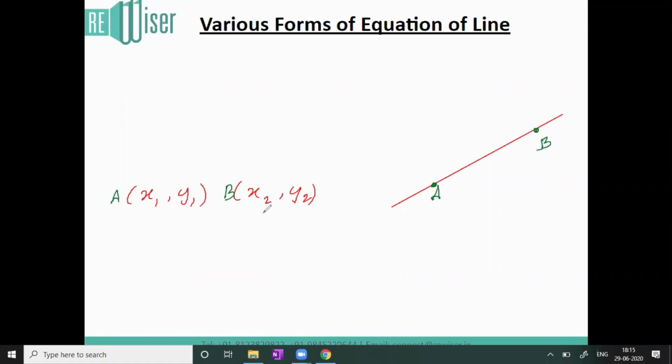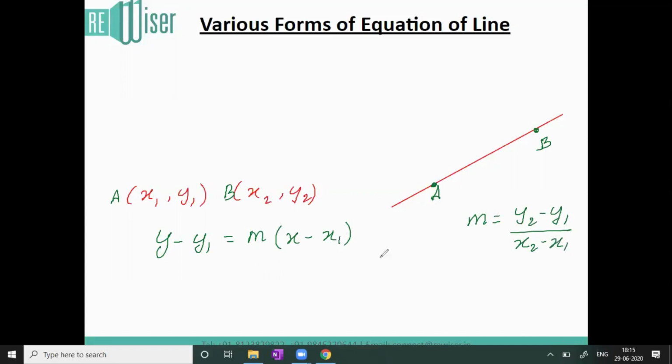And in this case, if I have 2 points and I want to find the equation of the line, the best way to do this is y minus y1 is equal to m into x minus x1. Obviously we know this is the equation of a straight line in point slope form. And we also know that the slope m is nothing but y2 minus y1 over x2 minus x1.